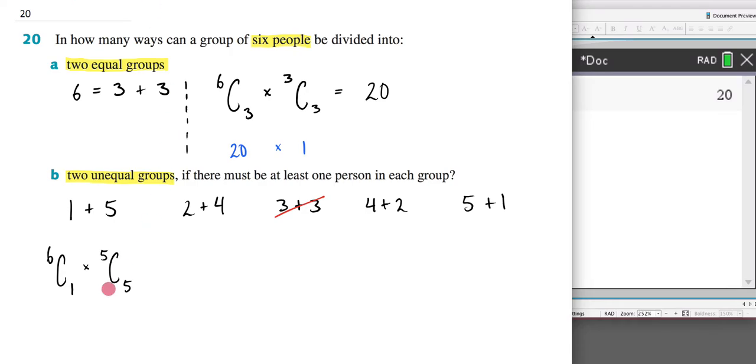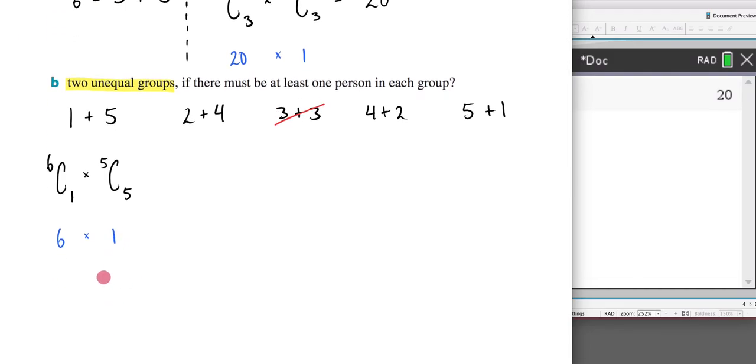I know that 6C1 equals 6, and I know that 5C5, whenever my n and r are of the same value, equals 1. So therefore, my answer to this is going to be 6. Now, I actually didn't have to do that. I could have just simply gone 6C1, and then implicitly that's already there. We kind of already know it. But if you still want to write it out, you could.